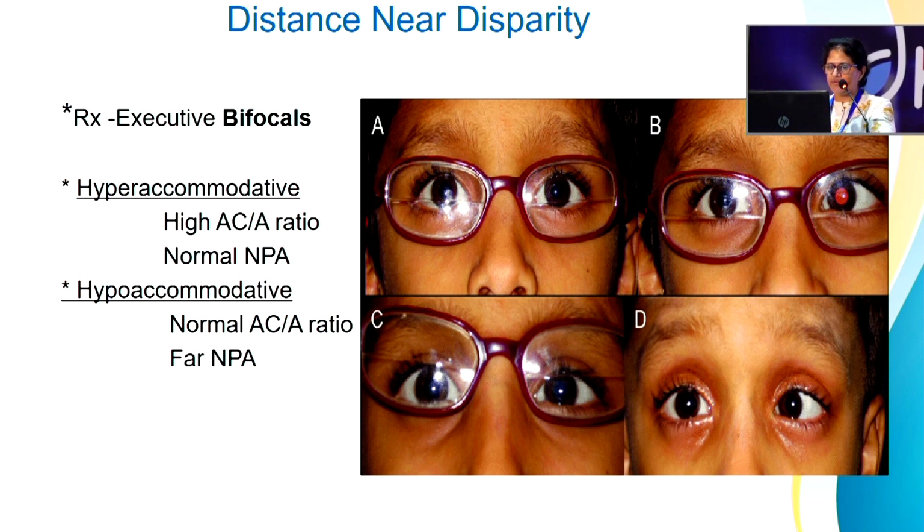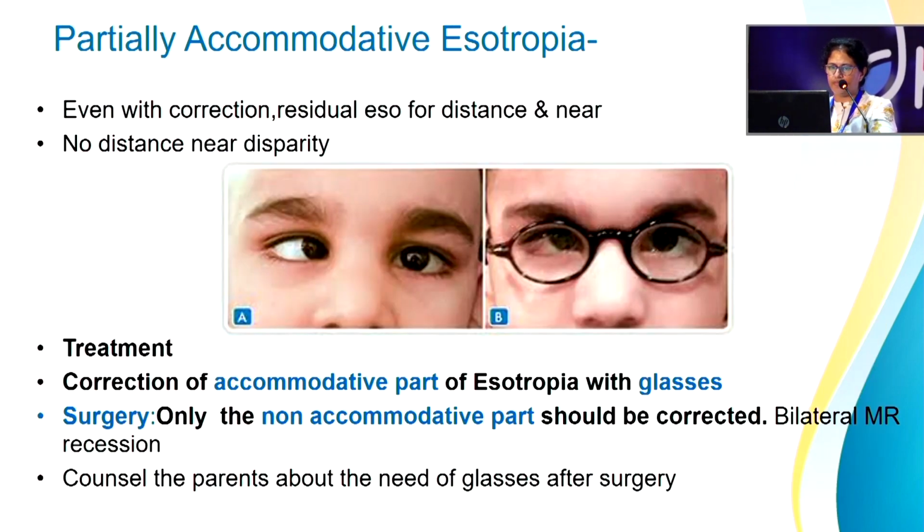So this is a child with near-distance disparity and with high AC/A ratio. We have given executive bifocals, and when the patient looks at distance targets through the upper segment, the patient is orthophoric. But when the patient looks through the distance segment at a near object, there is a residual esotropia. But that esotropia gets corrected when she looks through the lower, near segment. So that is hyperaccommodative esotropia.